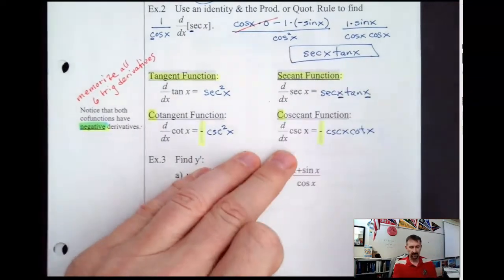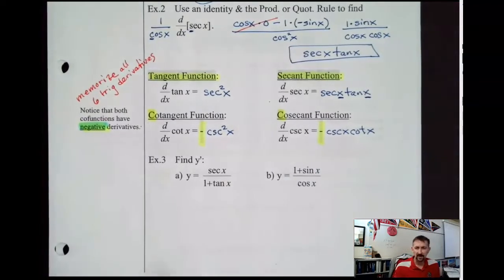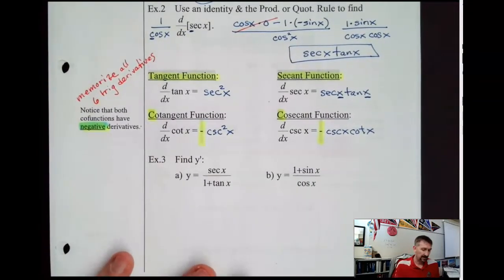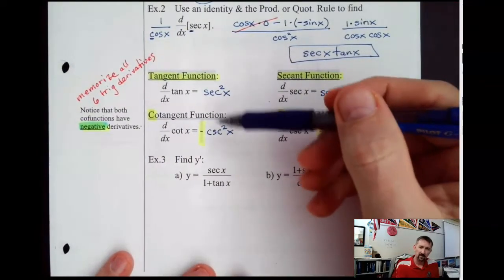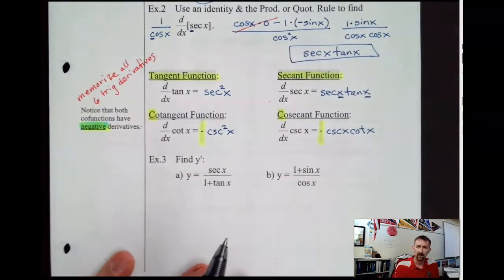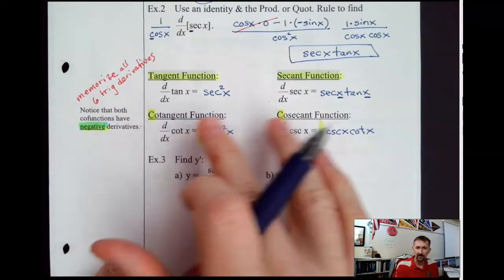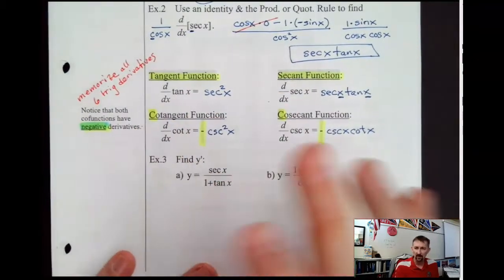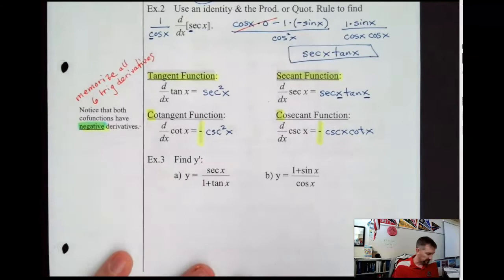So do you have to memorize 6 things? Sort of, but these two are very similar as far as what's happening there. These are very similar to what's happening here. So all the co-functions are negative. So knowing those other little details, I think, makes it easier.